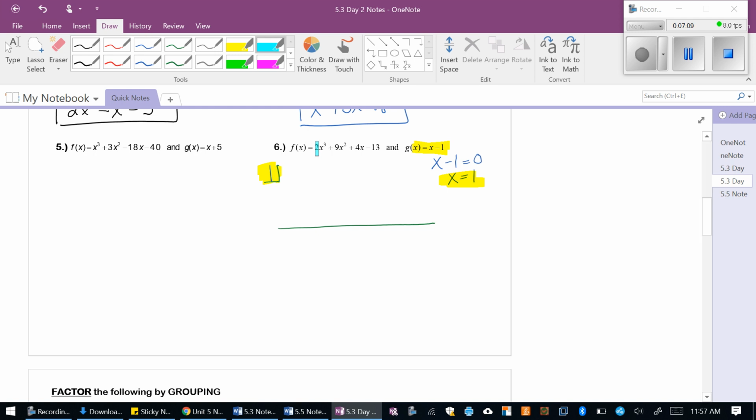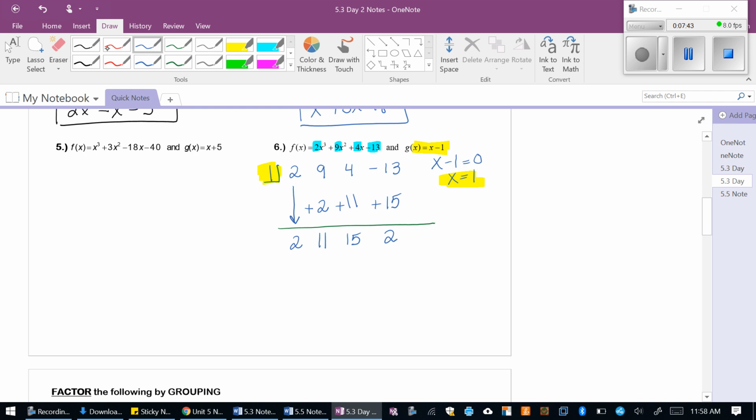And now we're just going to go ahead and write down all the coefficients. So we'll have 2, 9, 4, -13. We're going to drop down that 2. 2 times 1 is 2. 9 plus 2 is 11. 11 times 1 is 11. 4 plus 11 is 15. 15 times 1 is 15. -13 plus 15 is 2.